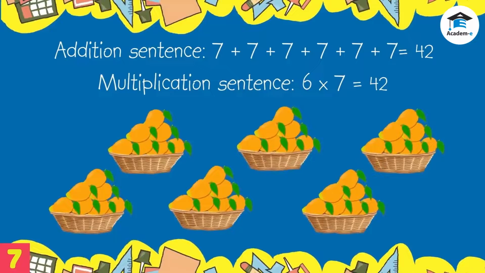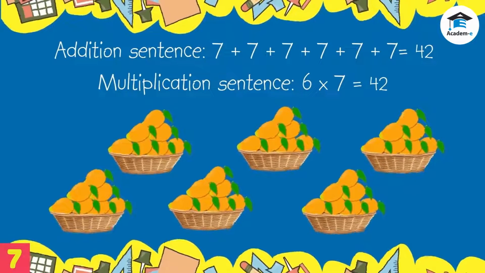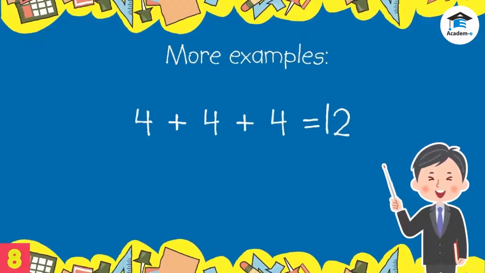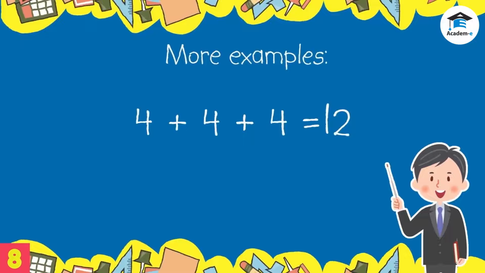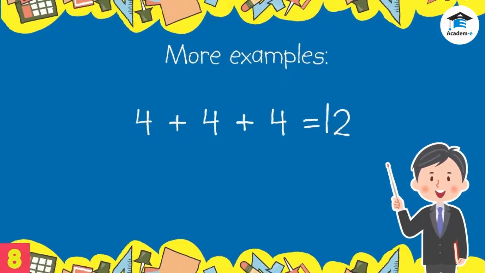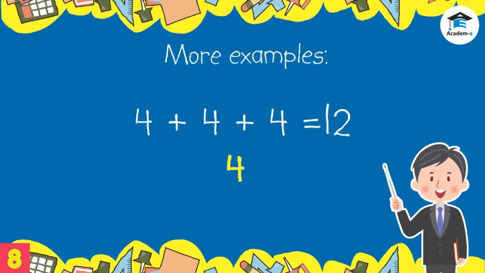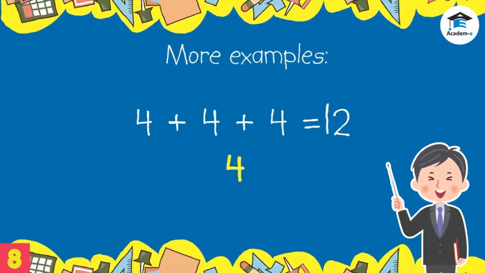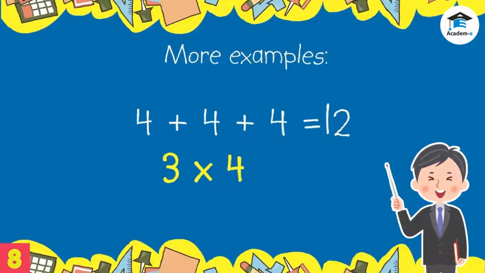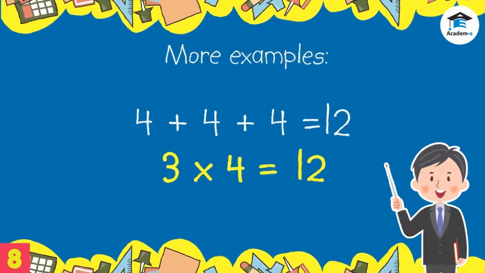Let's have more examples. For the first example, by adding 4 plus 4 plus 4, we get 12. We're going to add up a batch of 4s. Let's put 4 here, and how many 4s are we going to add up? 3. Let's put 3 here. In multiplication sentence, it is 3 times 4, which is equal to 12.